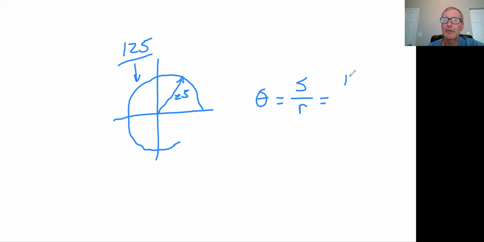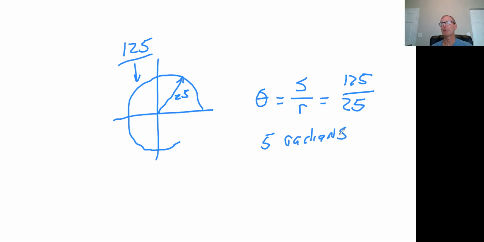And so that would be 125 divided by 25, excuse me. And that would be 5 radians. When you read the problem, they were asking you to calculate that in degrees. So you just have to do the conversion, right? So you have 5, and then in this case, it would be 180 divided by pi.